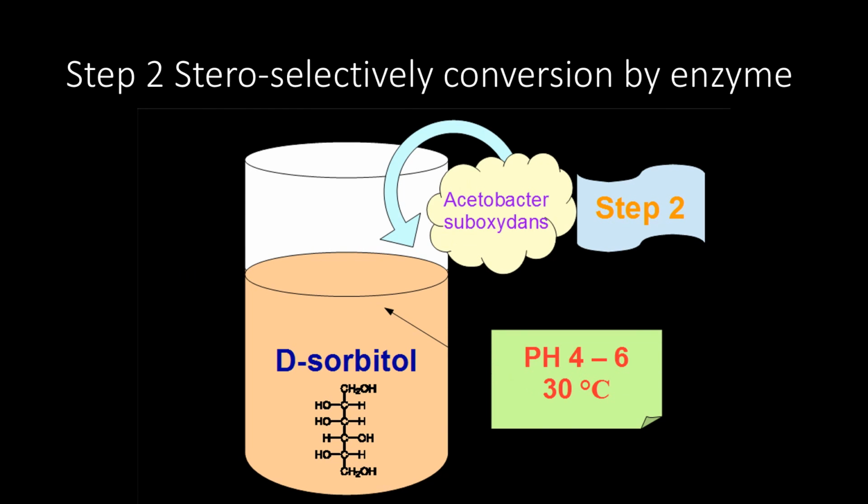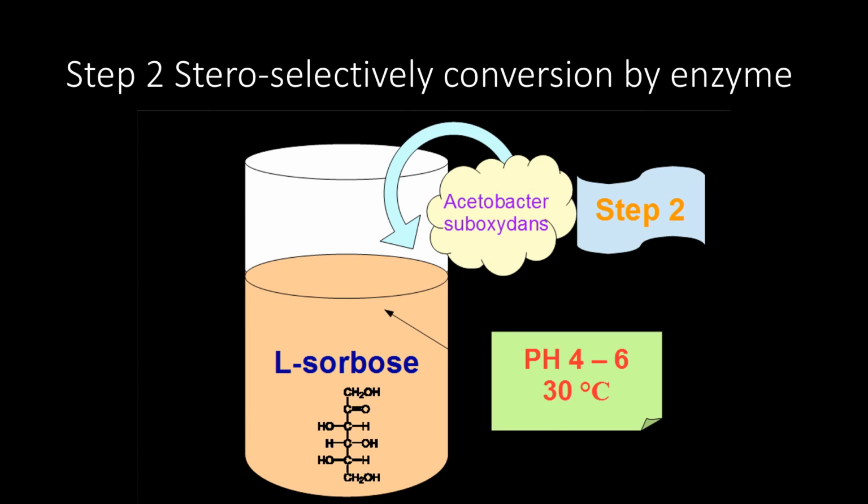What's next? Next, we add Acetobacter suboxidans, a kind of bacteria, into the reactor. This bacteria will produce enzymes and stereoselectively convert D-sorbate into L-sorbose. Remember, the optical properties are important, as if you get the D-ascorbic acid, it will be of no use to our body. So the biocatalyst, this bacteria, helps us solve this problem.